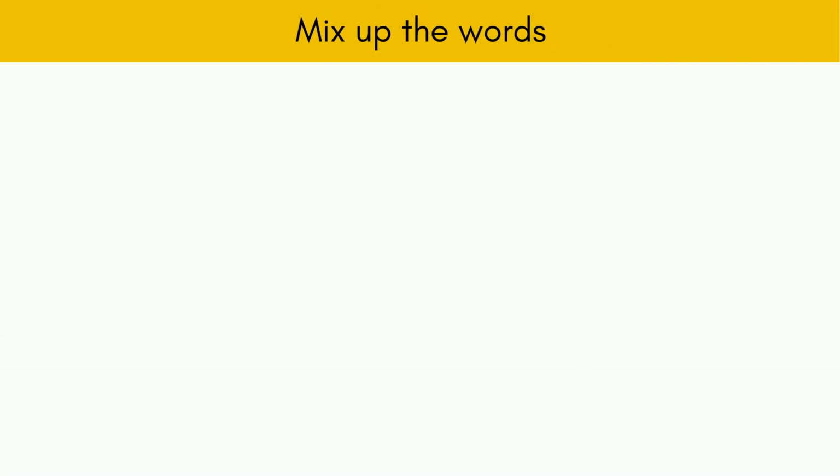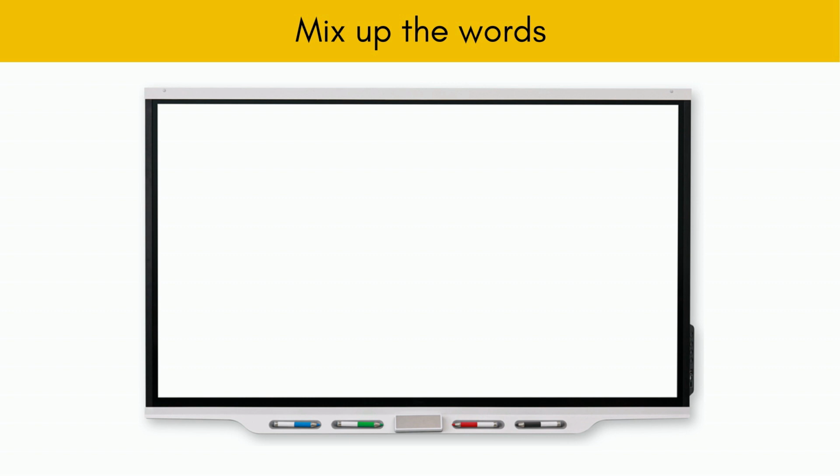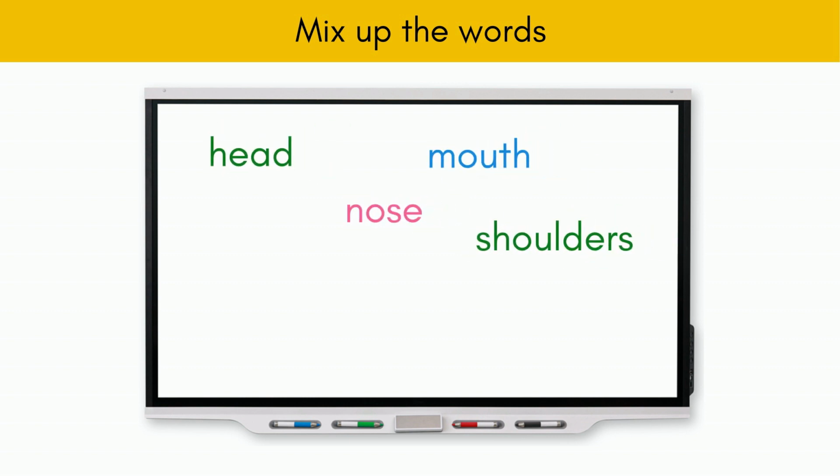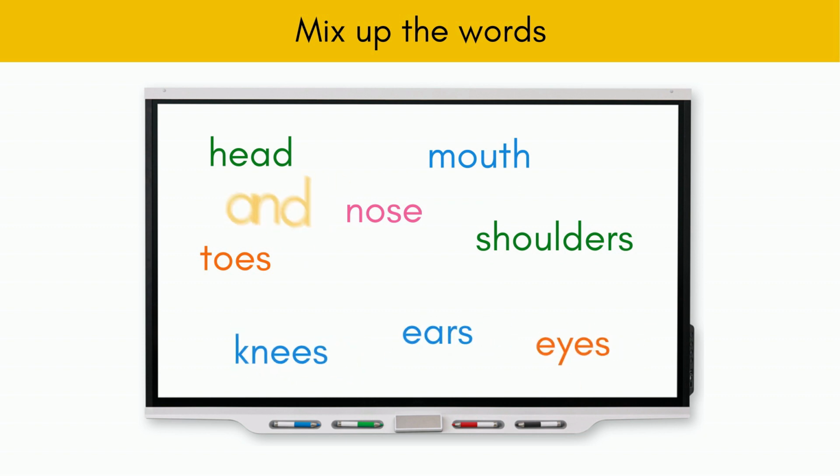Mix up the words. We give the children all the words in a song, and the children try to sort out the words. They can do this either individually or as a group, and in the same way as with the previous activity, they can rearrange the words as they listen. You may need to pause the song sometimes to allow time to do this.